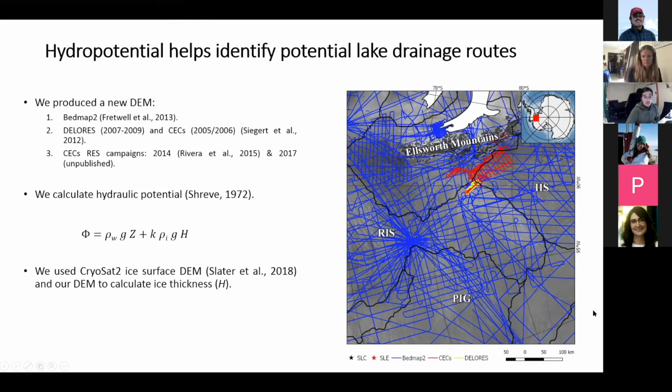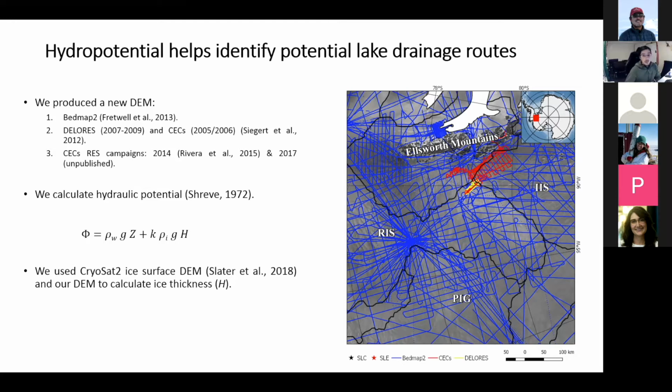We then calculate the hydro potential, and because the subglacial water moves following the hydraulic potential gradient, we can determine the present day large scale subglacial flow routing and identify whether the candidate subglacial lakes connect into the subglacial hydrological network.